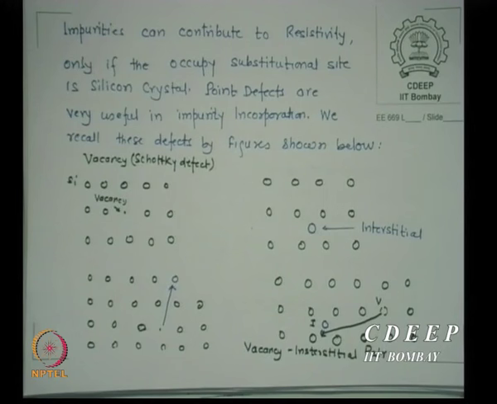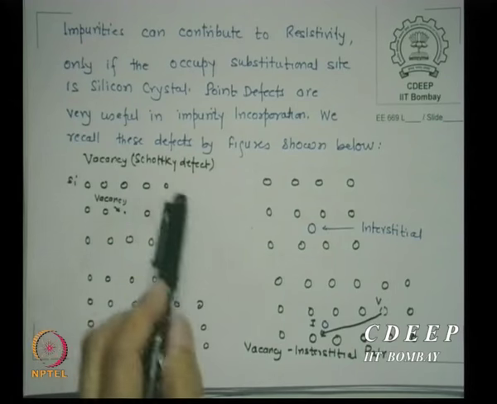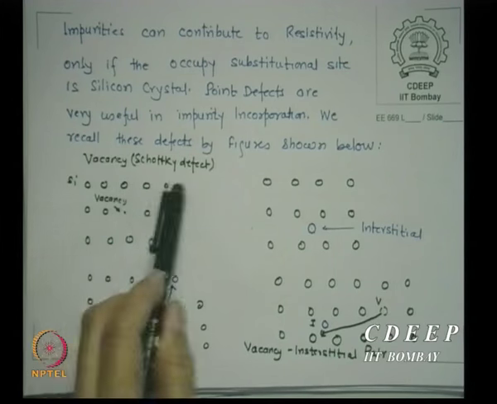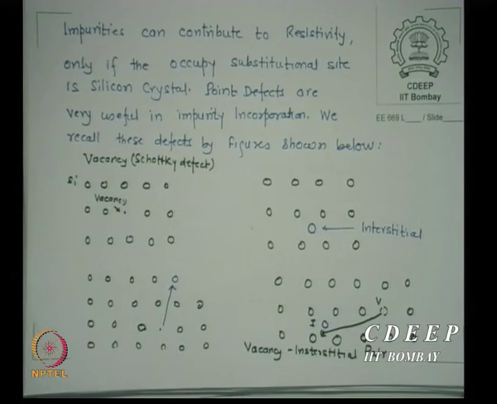Impurities can contribute to resistivity only and only if they occupy substitutional sites. If they are on interstitial sites, they do not bond to any silicon. Okay, here is an example. This is a silicon lattice. These are atoms, and there is a vacancy here. Okay, there is a vacancy here, no atom.